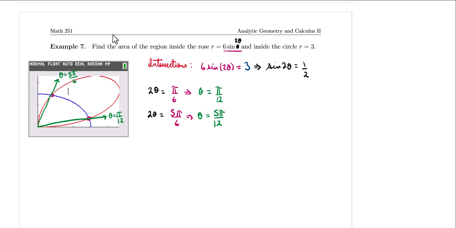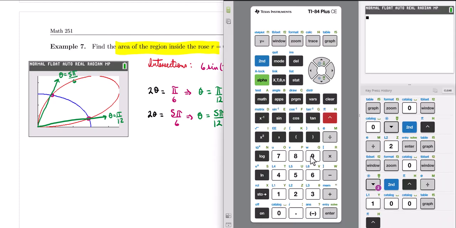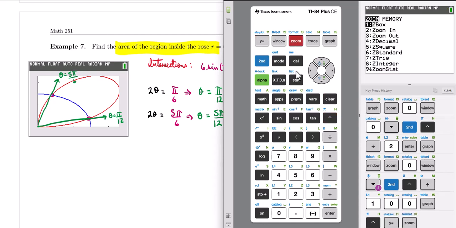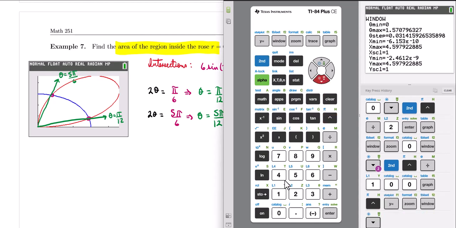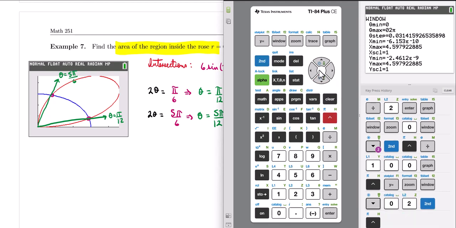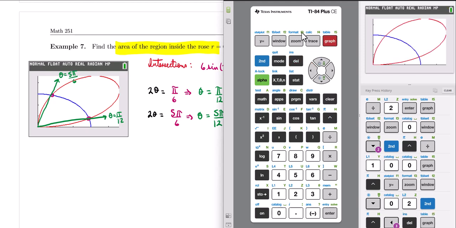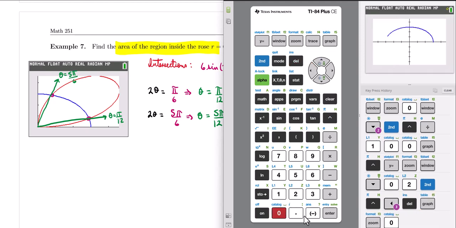Now, let's see. What else do we need? Well, we pretty much have everything we need. We are somewhat ready to set up our integrals now. However, I want to note here that this problem is asking us to find the region inside the rose. So not just one petal, it is actually asking us to figure out the region that's inside all of the petals and the circle. So I'm going to go back to my graph here, and change the window so that I'm actually including all of the petals. So going from 0 to 2 pi.